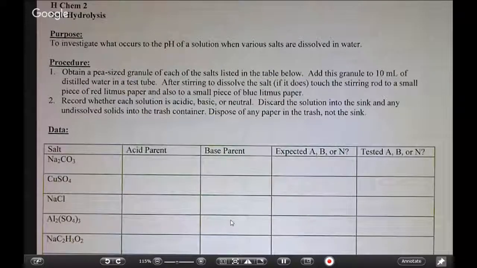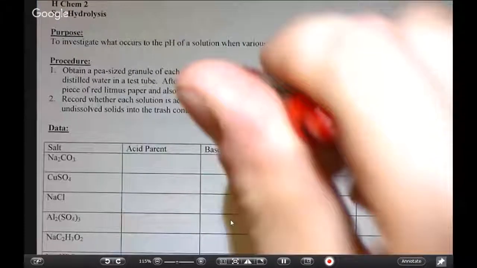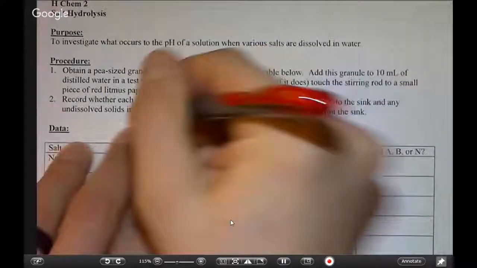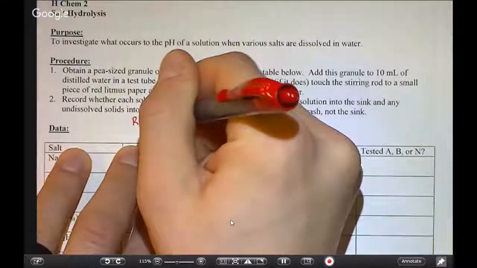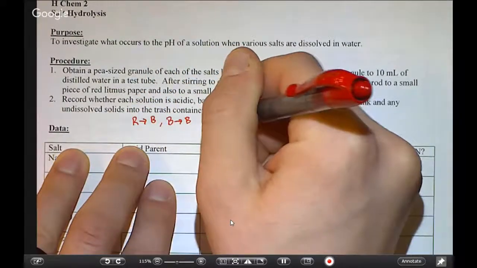And then you're going to have red litmus paper and blue litmus paper, and you're going to take the tip of the stirring rod and dip it in the solution and then touch the red paper with it and touch the blue paper with it. And we're going to look at the colors. So if the red changes to blue, then it suggests that we're basic. If red goes to blue and blue stays blue, then we're basic.